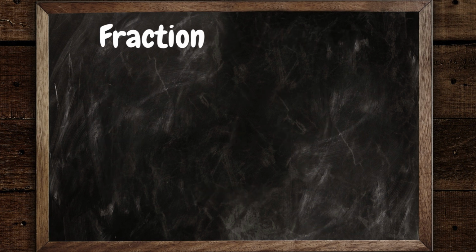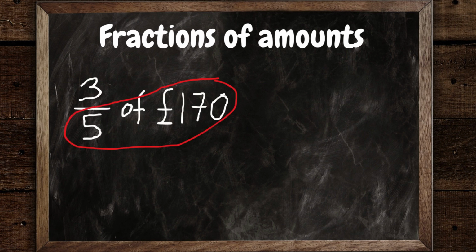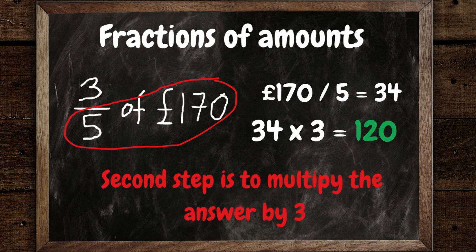Now the final question that you could get in an exam is to work out fractions of amounts. So for example, if we have 3 over 5 of £170, the first step we need to do is divide the amount by the denominator. So £170 divided by 5 gives us 34. And then we multiply 34 by the numerator, which in this case is 3. So 34 times 3 is 120. So 3 over 5 of £170 is 120.